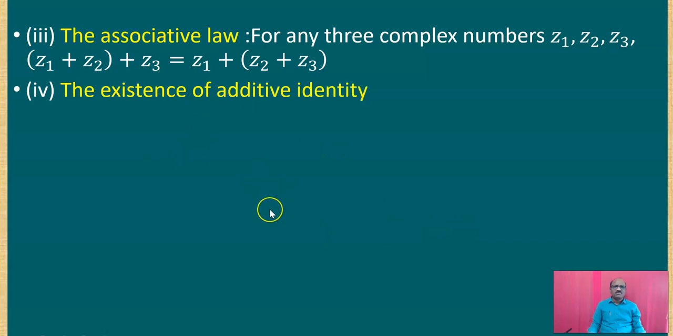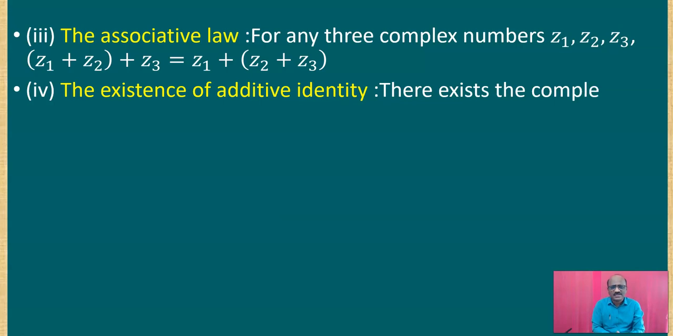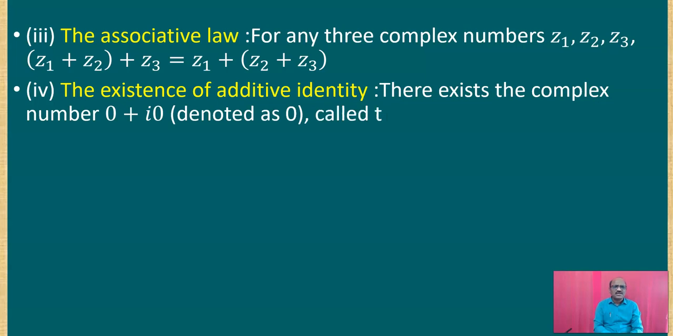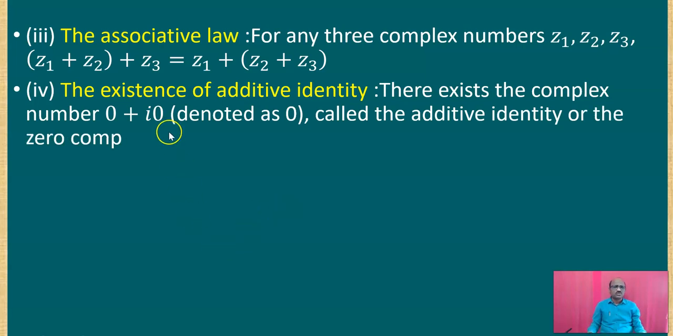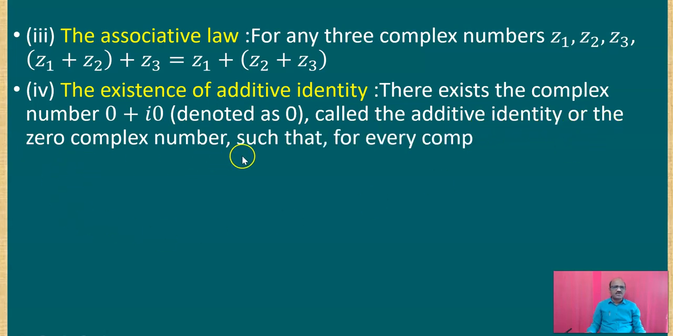Fourth one, the existence of additive identity. If we add it, then we get the original number. That is, 0 + i0 is the additive identity. There exists a complex number 0 + i0, denoted as 0, called the additive identity or the zero complex number, such that for every complex number z, z + 0 is nothing but z.